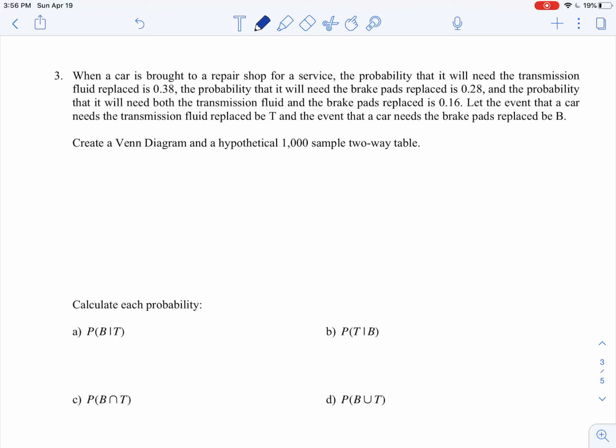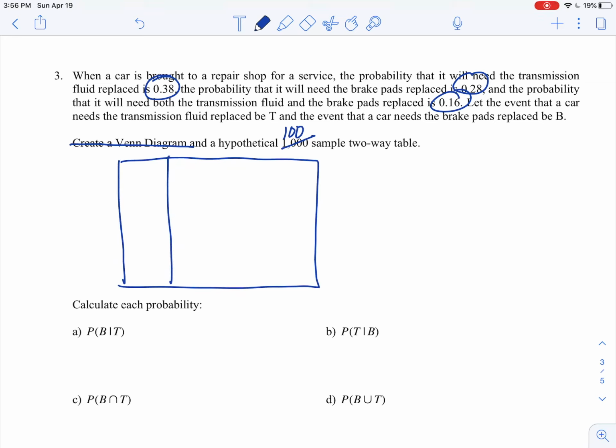When a car is brought to a repair service, the probability that the transmission fluid needs to be replaced, and there's all this stuff with brake pads and all that kind of stuff. So they're saying let transmission fluid be T and brake pads be B. Okay, again, I'm going to skip the Venn diagram because the two-way table is going to be better, and I'm going to again switch to a 100 sample table because my decimals are to the nearest hundredth. Okay, so I'm going to take that information and put it in a two-way table.